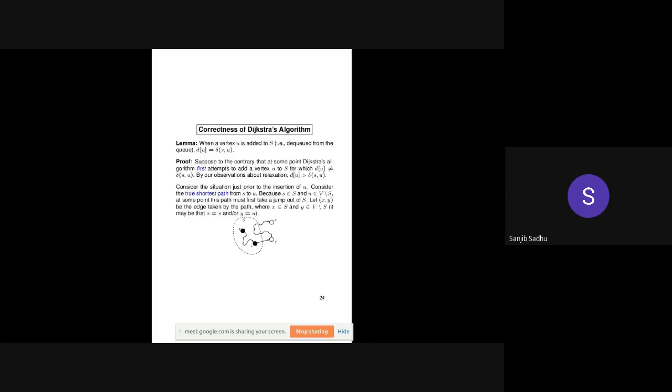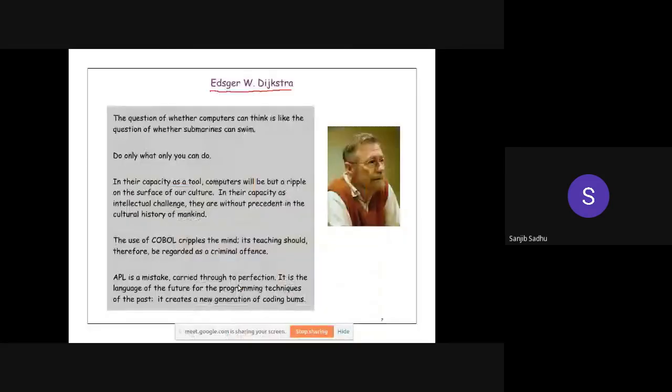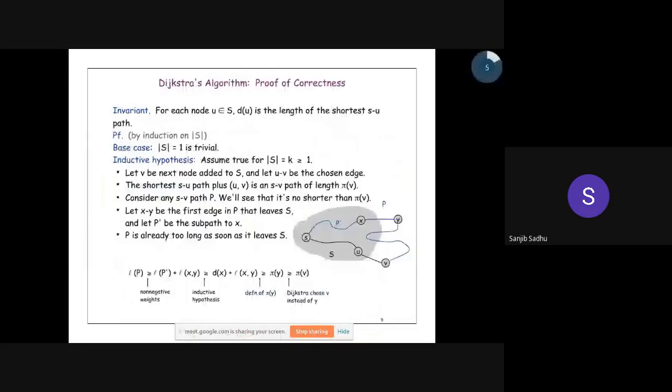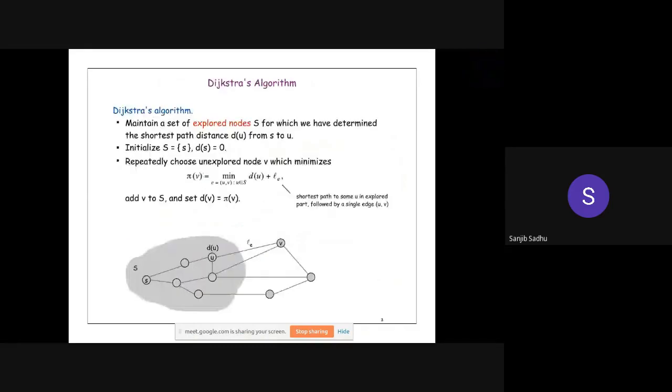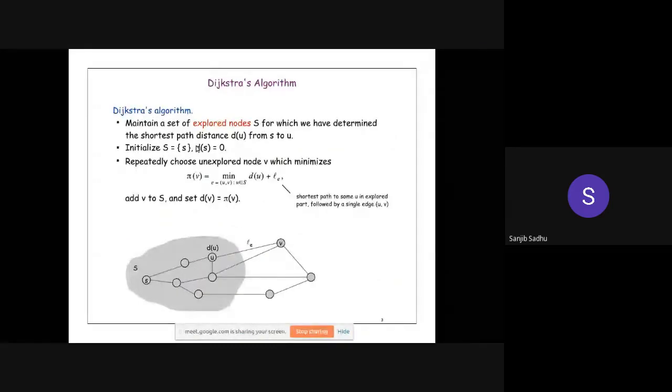Now for correctness, I am just showing another one here, because this contains better. You can see that they have used this as the source, and here you see this was S that I was saying. This is the set S.